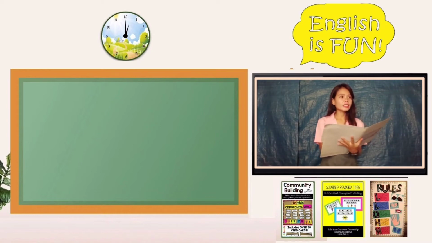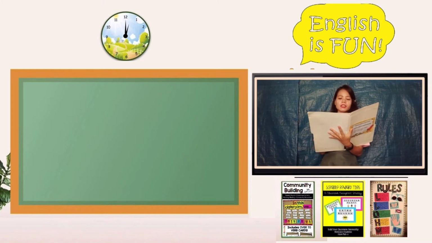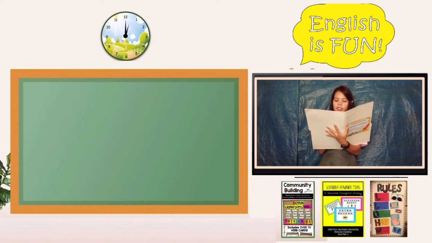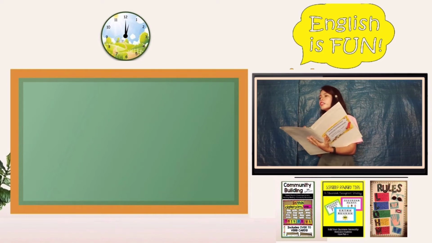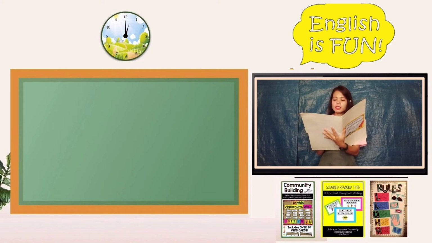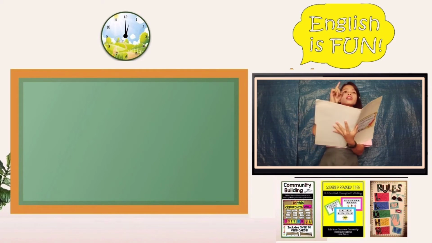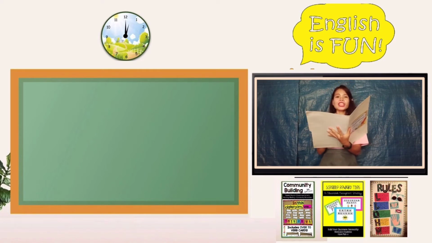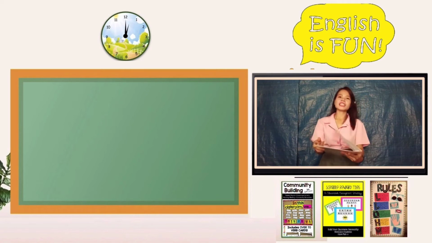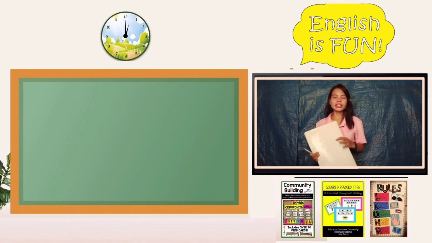Row 1. No one is absent. Very good. Row 2. No one is absent. Row 3. And no one is absent. Row at the back. No one is absent, ma'am. Okay, very good. No one is absent. For that, I will give each of you 5 points.